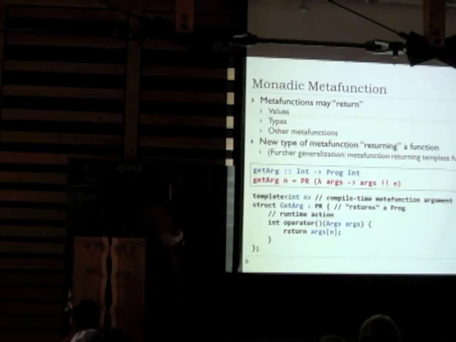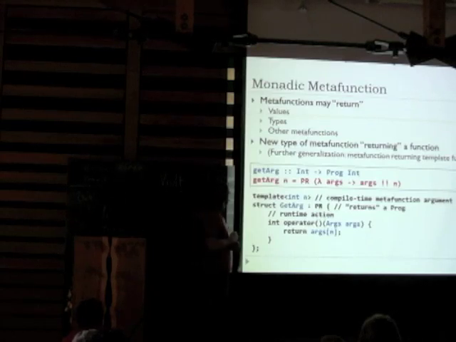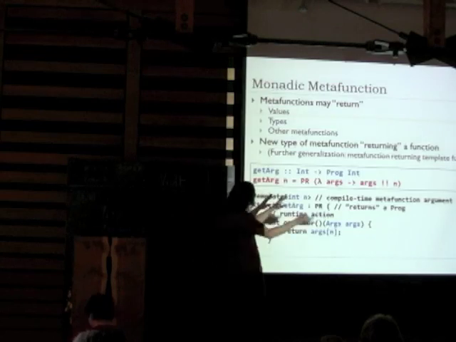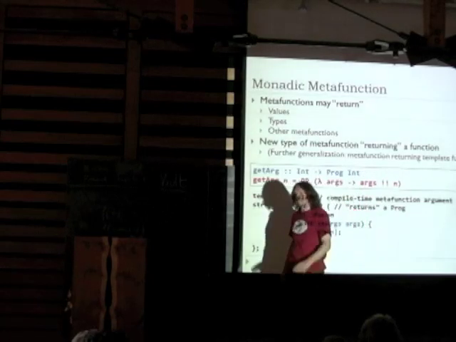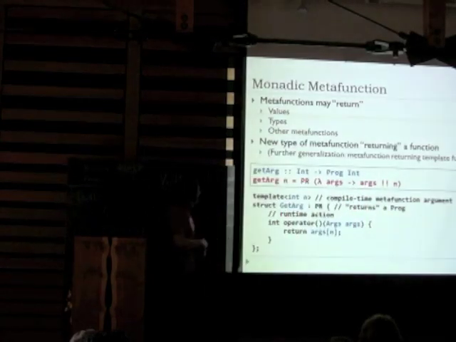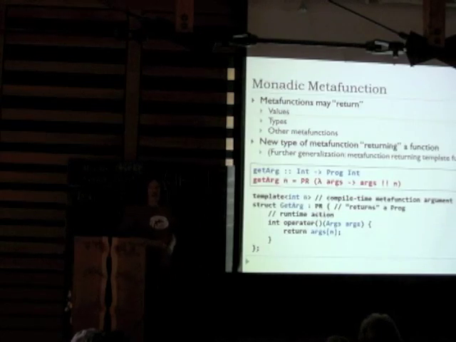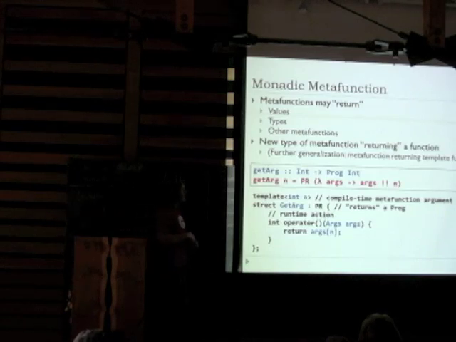Now this is a new thing. It's a meta function that returns a function. And I can even generalize it further, and I think this will be necessary at some point, meta functions that return template functions. But let's just concentrate on meta functions returning functions. That's a Phoenix actor. Yeah? Yeah, exactly. Cool. It's just implemented a bit differently, but it's exactly the same. All right. So this is a meta function returning a function, which means it's a struct that has operator function call defined.